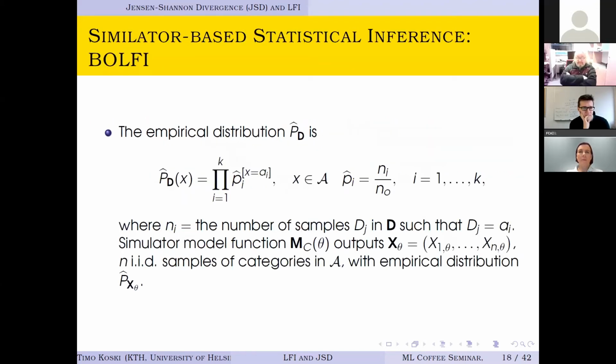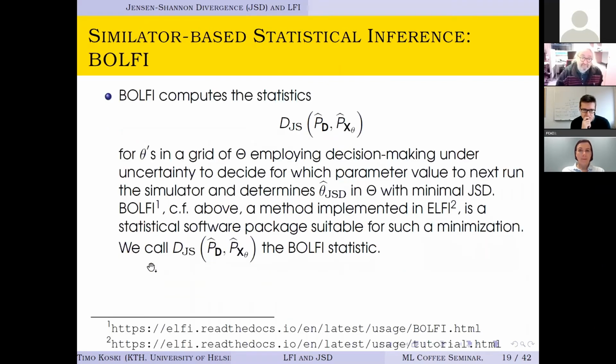So now here is the empirical distribution, P hat. What you simply do is you calculate the number of times you see the symbol a_i in the samples, and then you divide it by the total number of observations. Obviously, it's the same thing for this P hat, which is calculated from the simulator data.